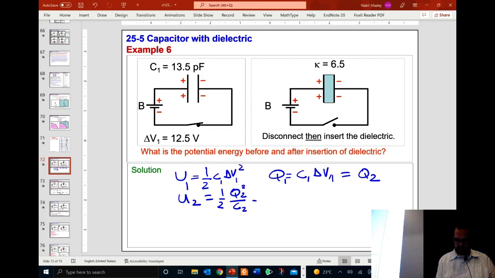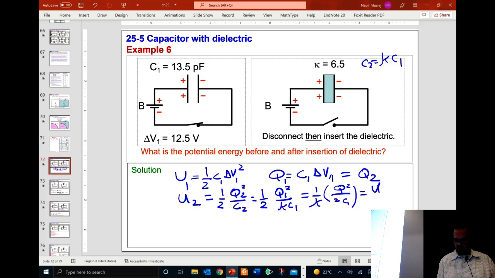So I can write this is 1/2 of Q1 squared divided by... what's C2? C2 is kappa C1. So this is kappa C1. Notice that this is actually equal to U1. So this is 1 over kappa times Q1 squared divided by 2 C1, which is U1. So this is U1 divided by kappa.